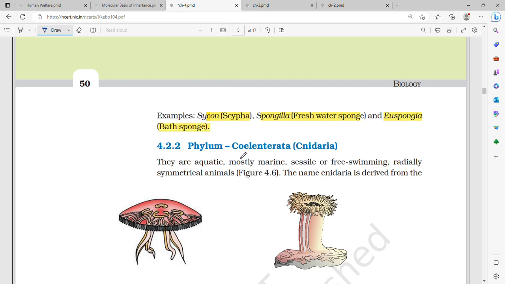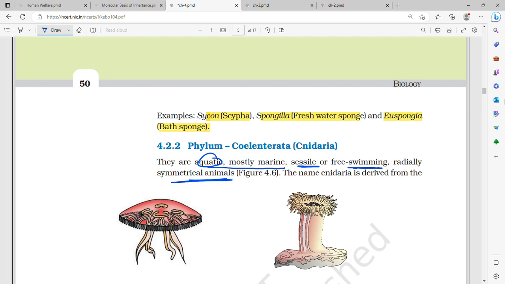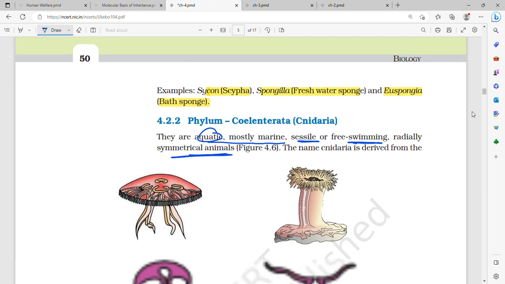Then we come to Coelenterata. Coelenterata are exclusively aquatic, mostly marine, sessile or free swimming. They are radially symmetrical animals. They are Cnidaria or Coelenterata.